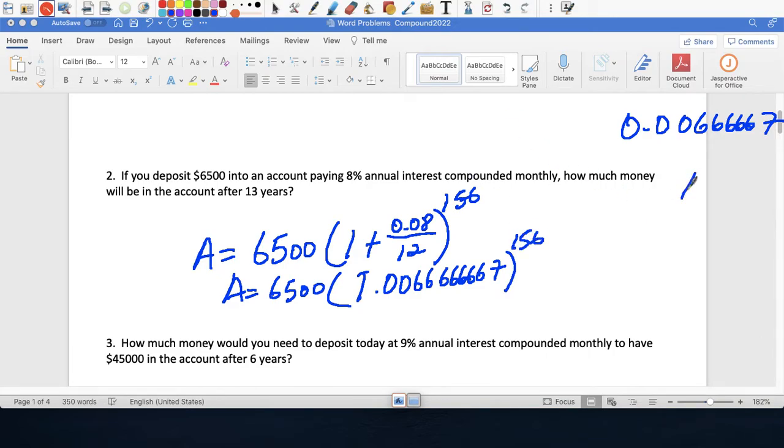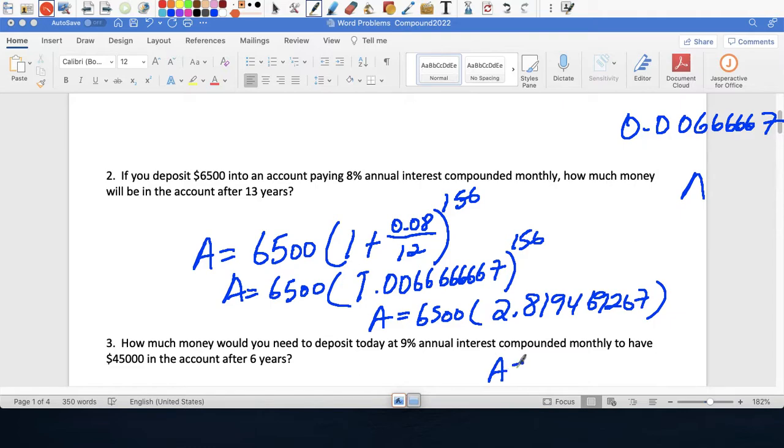So I'll press this button, 156 power, and we're going to get A equals 6,500. And inside parentheses, finally, we get a single number, 2.819469267. And then we're going to take that and multiply it by 6,500. And your account is going to say $18,326.55. And that includes your 6,500 from the beginning.